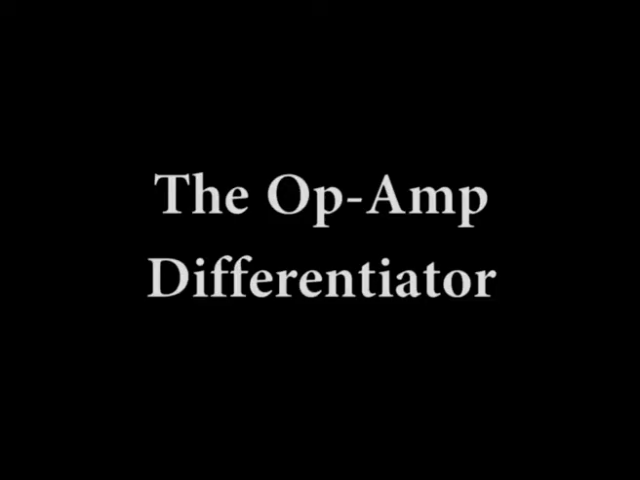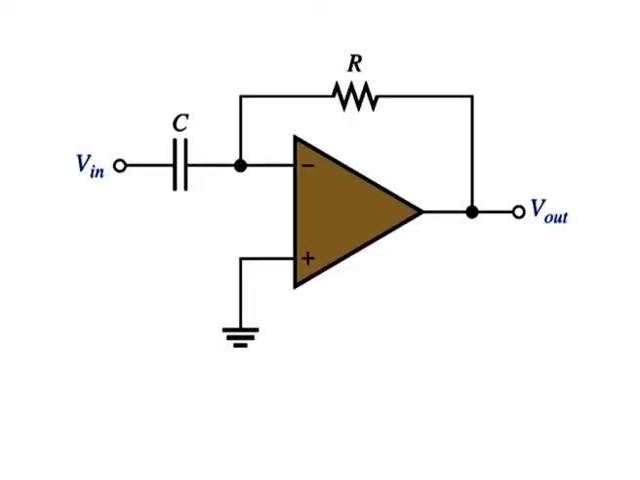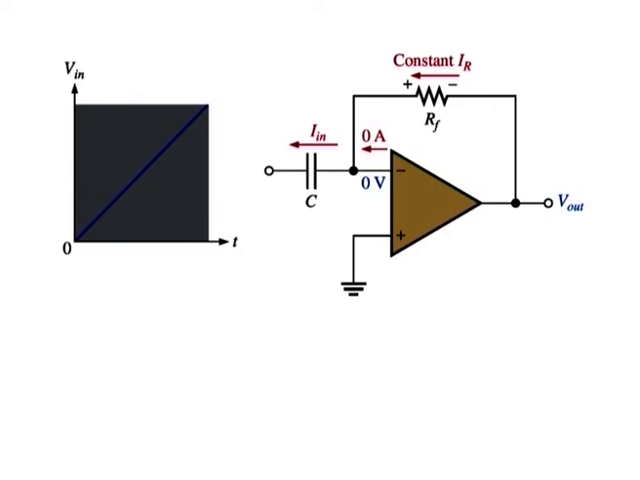The op-amp differentiator. An ideal differentiator is shown in the figure here. Notice how the placement of the capacitor and resistor differ from the integrator. The capacitor is now the input element and the resistor is the feedback element. A differentiator produces an output that is proportional to the rate of change of the input voltage. To see how the differentiator works, apply a positive going ramp voltage to the input as indicated in this figure.